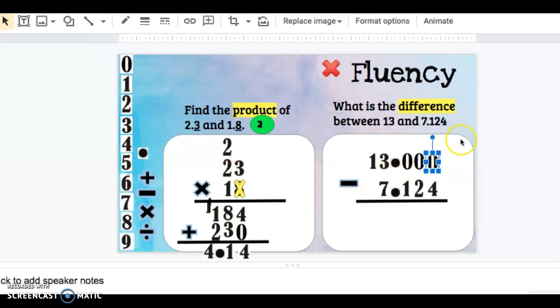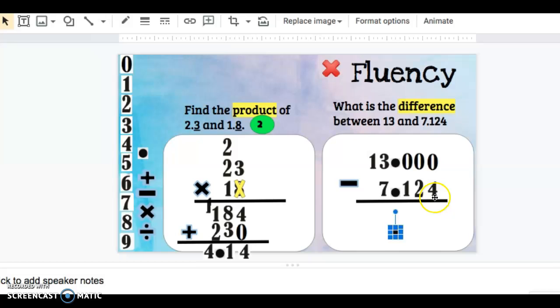Okay? Now this is where our rules change from adding and subtracting and multiplying. When you're subtracting, you just drop that decimal point straight on down. Drop it like it's hot. Drop it down, drop it down, drop it down. So you drop it down. And then you begin to subtract.